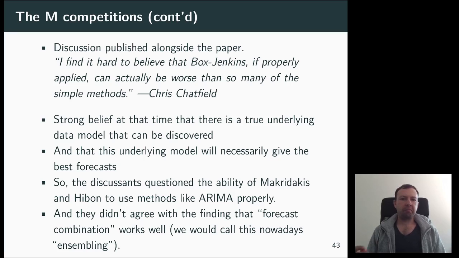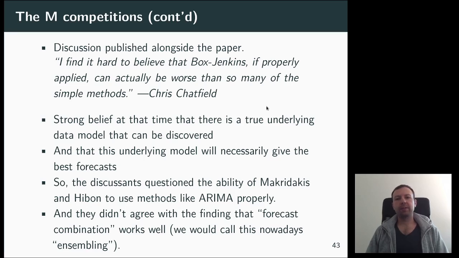And in that audience, there were really very well-known statisticians of that time. And this discussion is actually published alongside the paper, so you can look it up and it's quite interesting to read. For example, Chris Chatfield, who also wrote a well-known book on time series, said, "I find it hard to believe that Box-Jenkins, if properly applied, can actually be worse than so many of the simple methods."